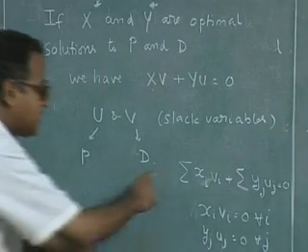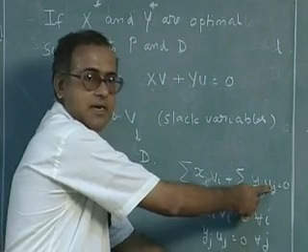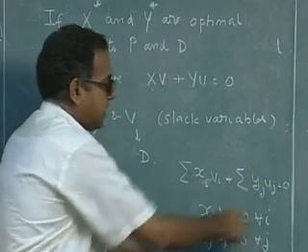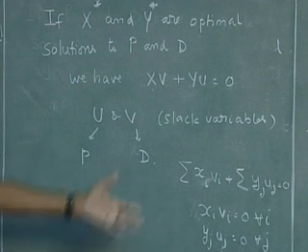So, because x, y, u, v are all greater than or equal to 0 in the linear programming problem, for every i, xi vi equal to 0, yj uj equal to 0. So, what does it tell us?